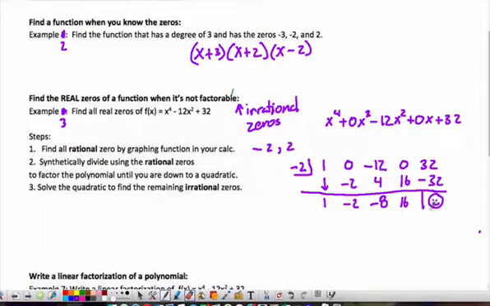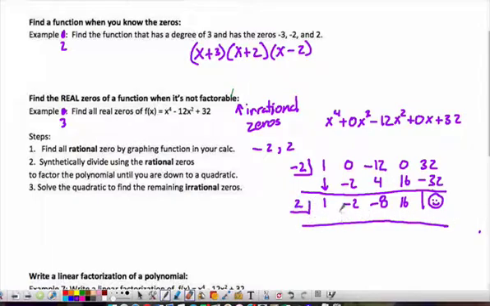We want a 0 here because that means that x plus 2 is a factor, and that's exactly what we're trying to do here. We're trying to factor this down until we can get it down to a quadratic. So synthetically divide using rational zeros to factor the polynomial until you're down to a quadratic. So I already used -2. Now I'm going to use 2. And I'm going to synthetically divide again.